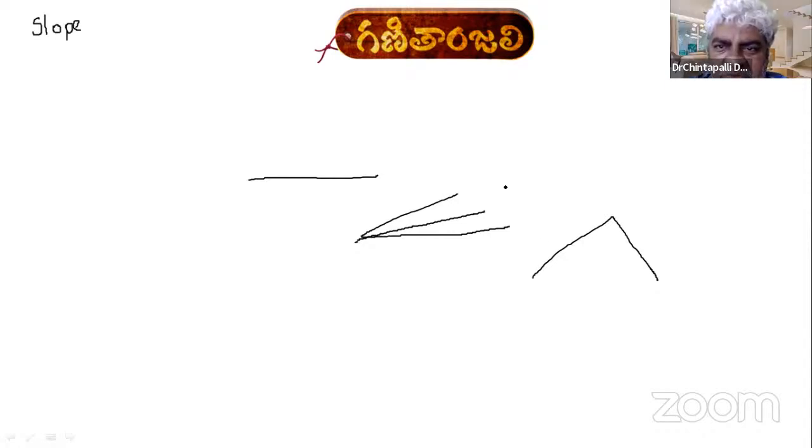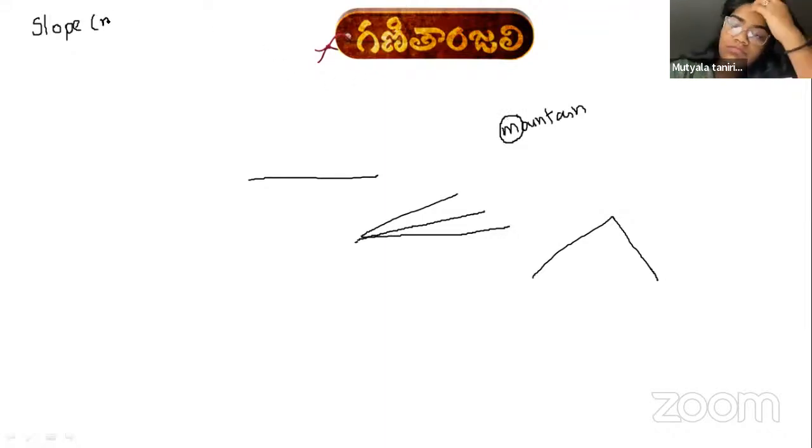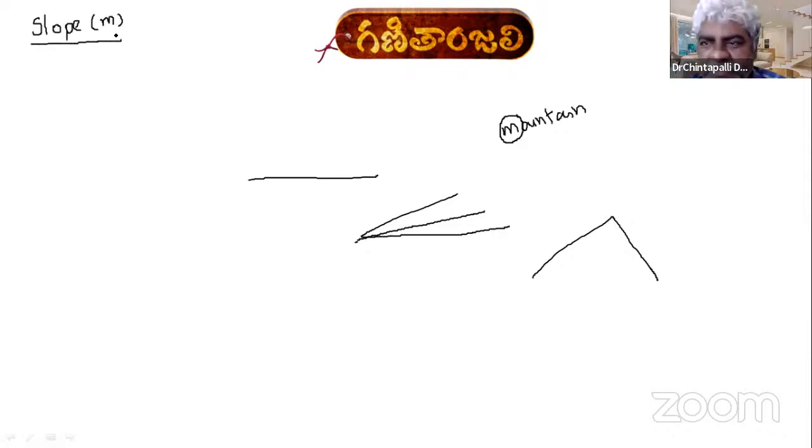So the word mountain, the first letter of the word mountain, M, is taken. It is used to indicate slope. M is used to represent slope, right?